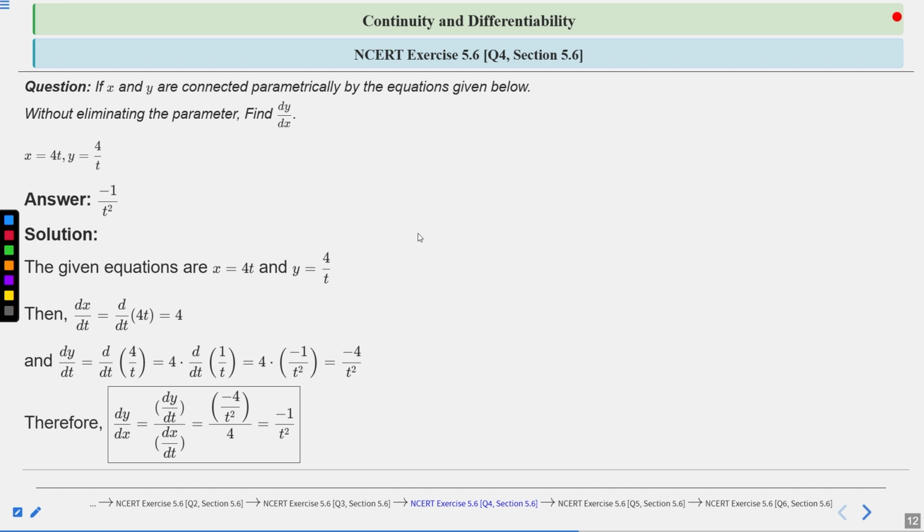Therefore, we can easily say dy by dx is basically equal to dy by dt upon dx by dt, which is equal to minus 4 upon t square upon 4. Clear? So it will be equal to minus 1 upon t square. Therefore, dy by dx will be equal to minus 1 upon t square. So minus 1 upon t square will be the right answer. Okay, so let us move to the next question now.